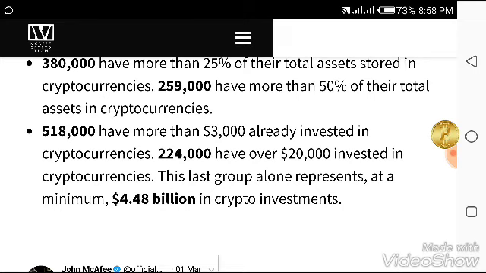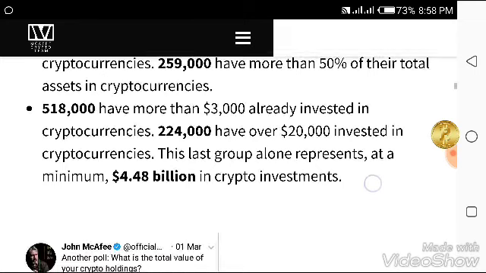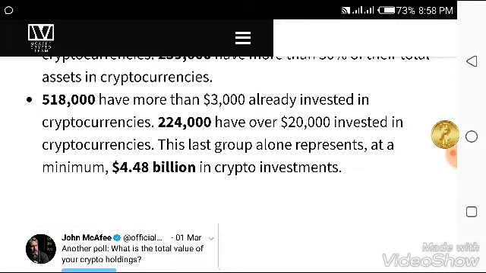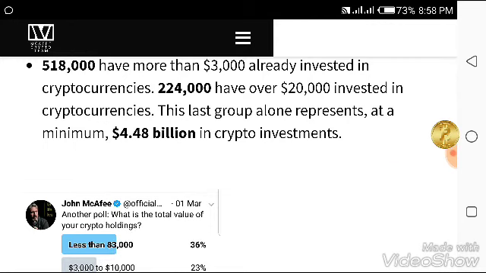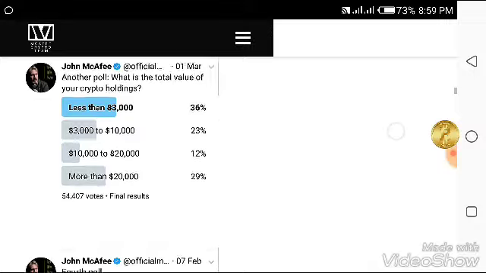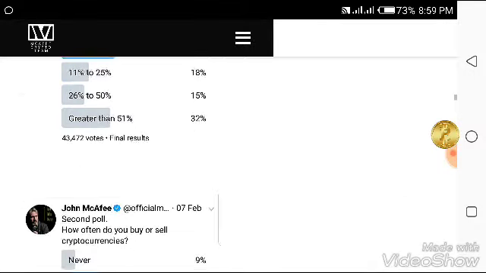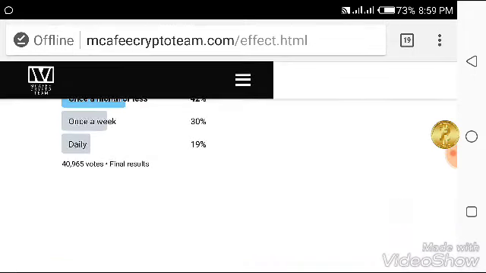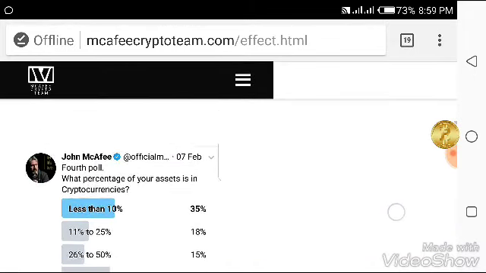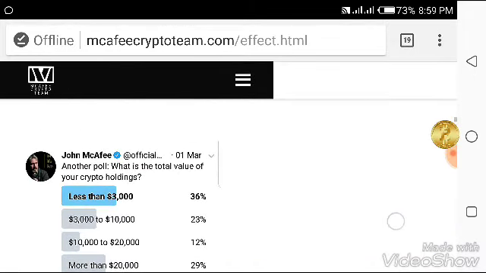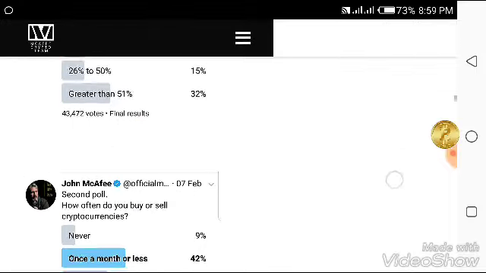518,000 have more than $3,000 already invested in cryptocurrencies. 224,000 have over $20,000 invested in cryptocurrencies. This last group alone represents at a minimum $4.48 billion in crypto investment. Wow, that is jaw dropping. So these are the pools he created. These are the pools.